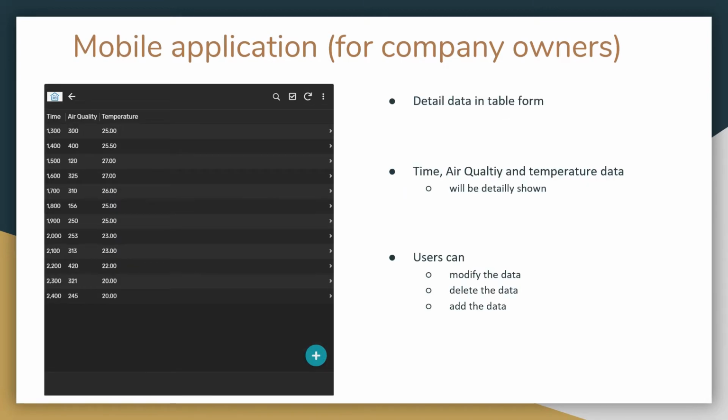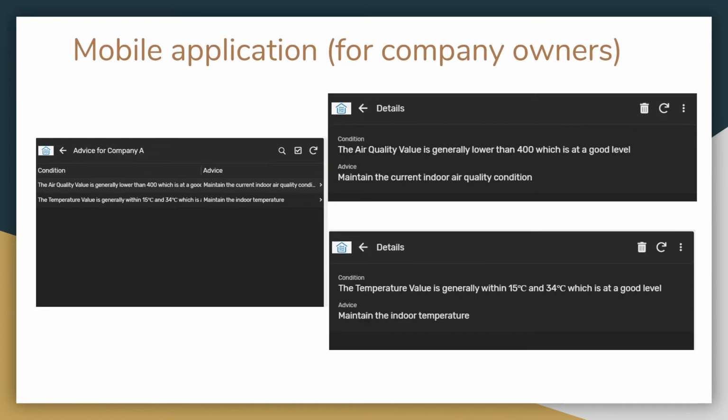So this is the detailed data in table form. The company owners can click on each column to view the time data, the air quality data, and the temperature data as well, which is shown in detail in this interface. And the company users can also modify the data, delete the data, or add new data as well.